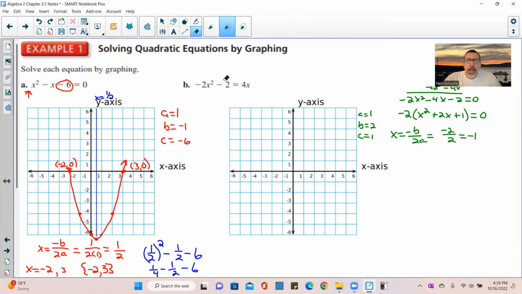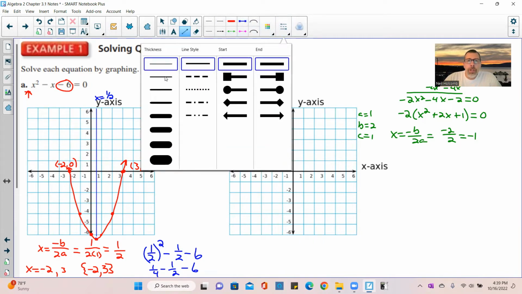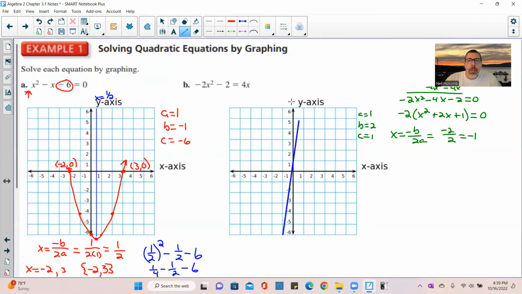Actually, I don't want to put the dot. That is my axis of symmetry. So let me do blue, and let me do a little thicker this time, and we're at negative 1. Okay, so there's our axis of symmetry. And I should have arrows on that. And label it x equals negative 1.